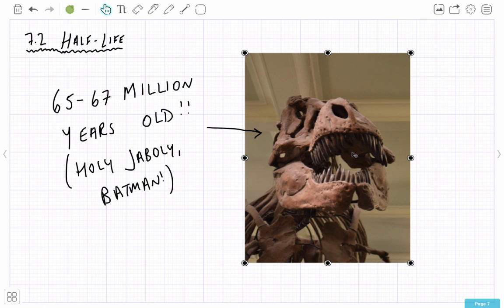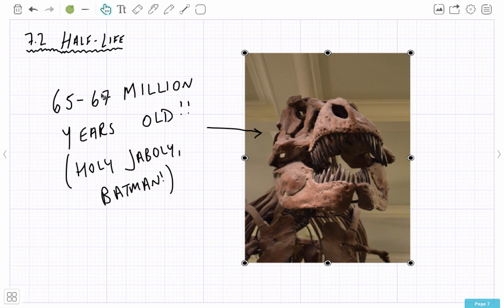Here's a picture of a Tyrannosaurus Rex that I took at the American Museum of Natural History in New York last year. And it's estimated to be between 65 and 67 million years old, which is just phenomenal. But of course it begs the question, how on earth do we know? Were there any humans back then observing T-Rexes, recording things down in a journal that we could then pass down through the ages? Of course not.